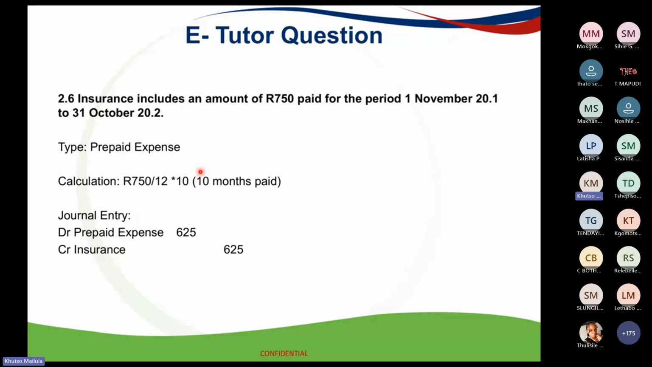I'll just explain it again, then I hope that answers it. Nozipho, remember that the insurance is paid for 12 months, but our year end is 31 December, meaning that we have accounted for prepaid expense. That's why we did 750 divided by 12 times the 10 months, which is prepaid, because from 1 January to 31 October it's 10 months. So we are basically accounting for the prepaid expense. That's why we are debiting prepaid expense and crediting our insurance. I hope that's clear.